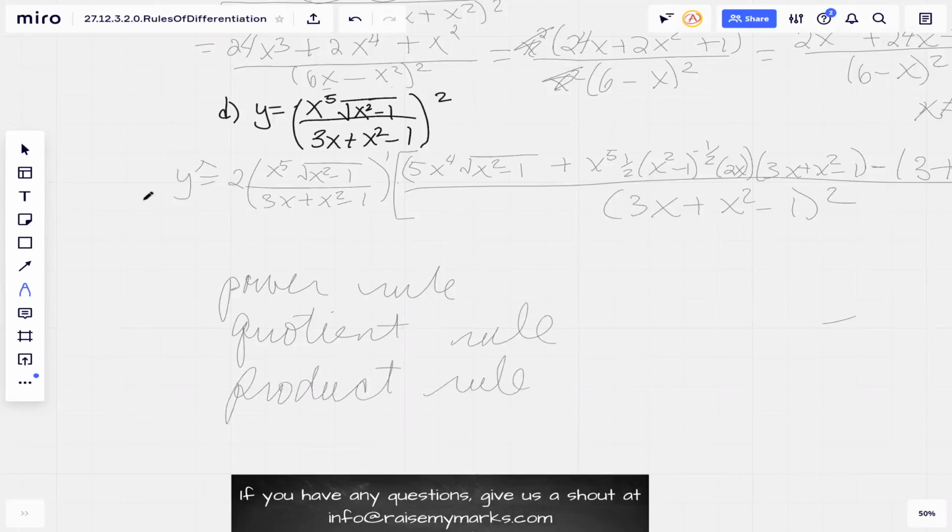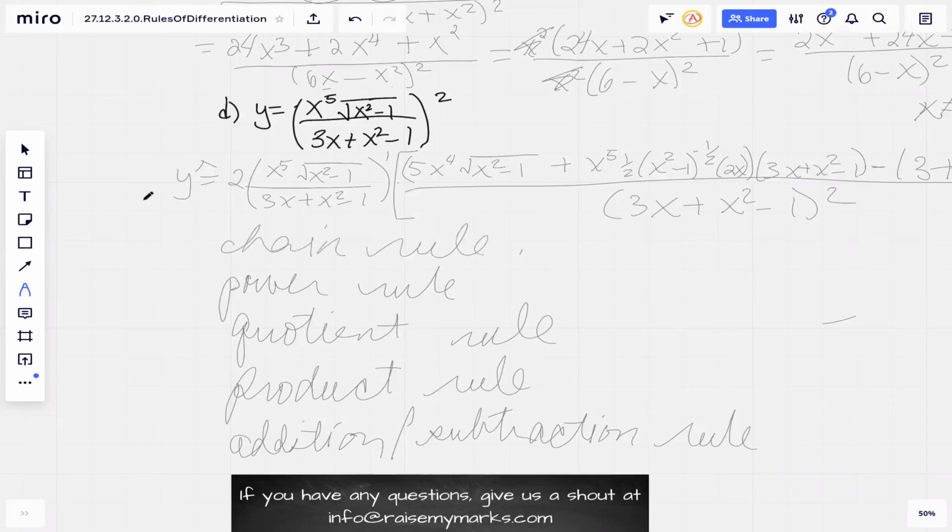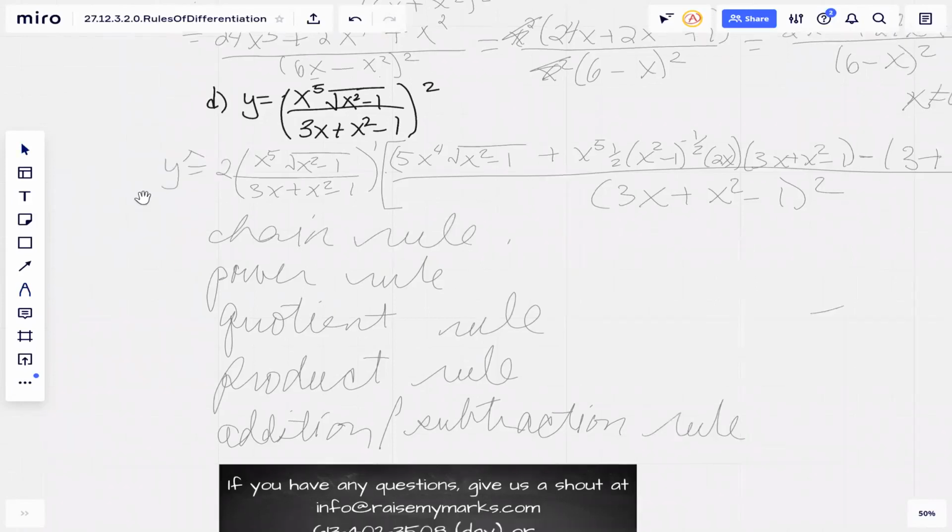And then for each term or each function within the product, the numerator and denominator, we have to use addition and/or subtraction rules. And of course, the chain rule. So I think we used all the rules for this one. All right, great. That brings us to the end of our session.